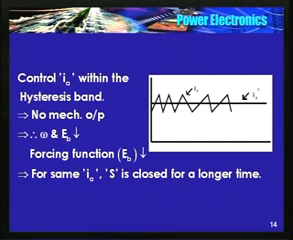I'll close the switch, Ia increases. I'll open the switch, Ia decreases. So I'll control the current within a small hysteresis band: close, Ia increases; open, Ia decreases. So Ia is approximately constant, therefore torque developed by the motor remains constant. So I have a deceleration, and the deceleration rate remains constant.